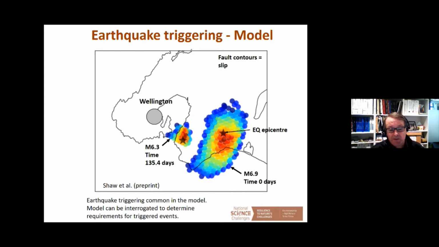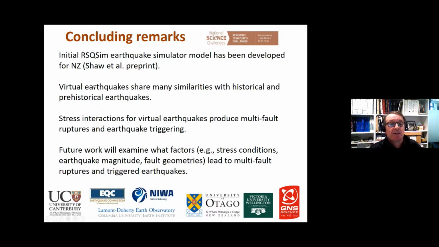We have an understanding of the stresses involved and the properties of the faults involved, and we can start to look at under what circumstances we would expect to see this triggering, which will help us understand better what's going to happen in the future, the next time we have a big earthquake and we want to know, well, what happens next. So if I could just quickly summarize what I've said.